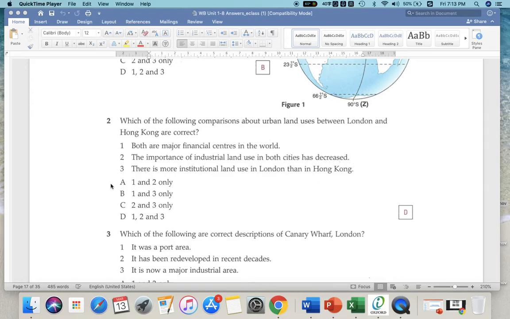so it decreased. And number 3, there is more institutional land use in London. There are more institutional land uses in London than in Hong Kong, and that is true. So you could refer back to your textbook to see the different types of institutional land use in London. So the answer should be 1, 2, and 3, D.